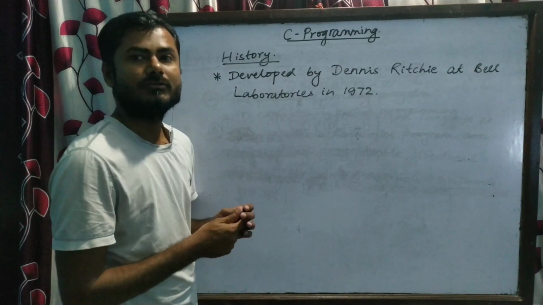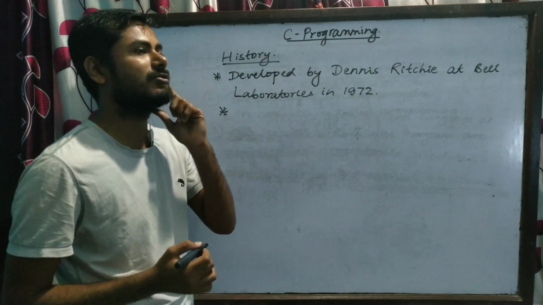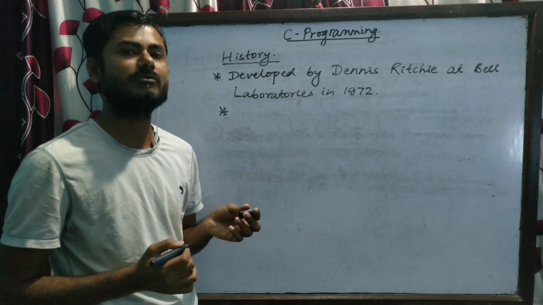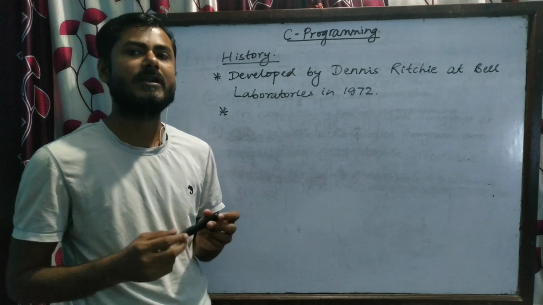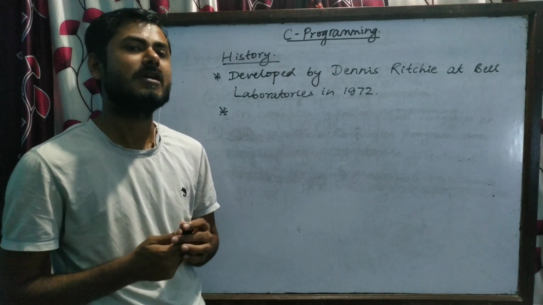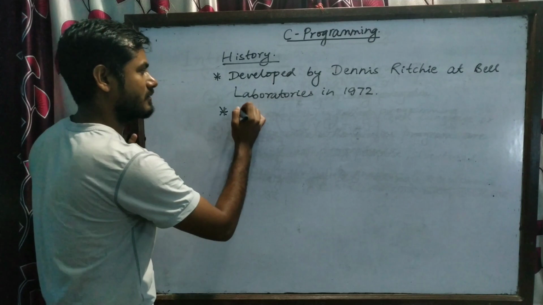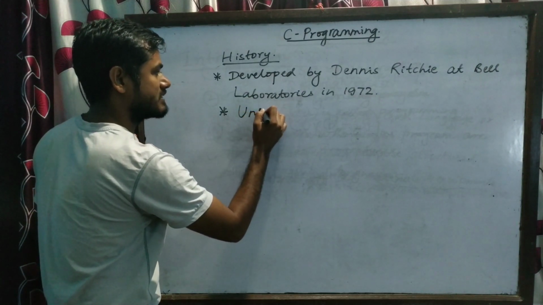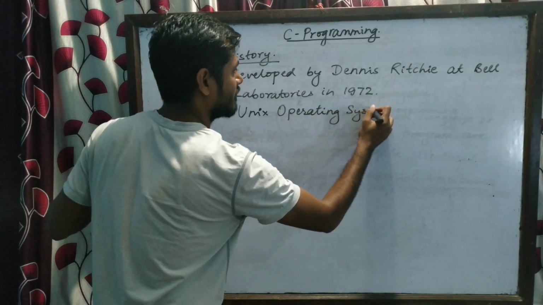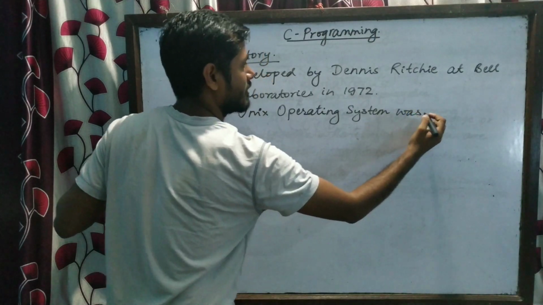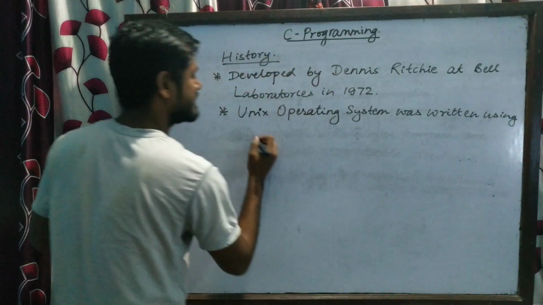And let me tell you, since I told you system programming and system software could be developed using C programming, we are all well aware of the Unix operating system. It's a very powerful operating system. The Unix operating system was also developed using C programming. Unix operating system was written using C programming.